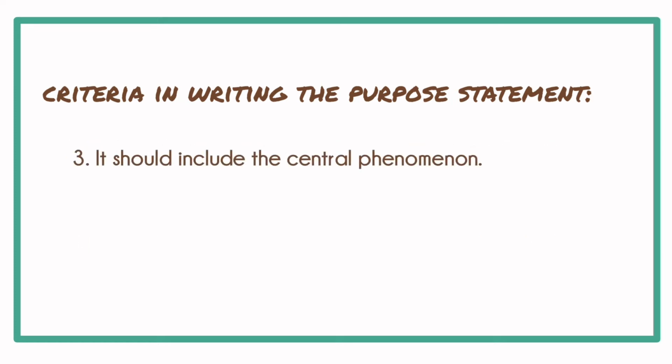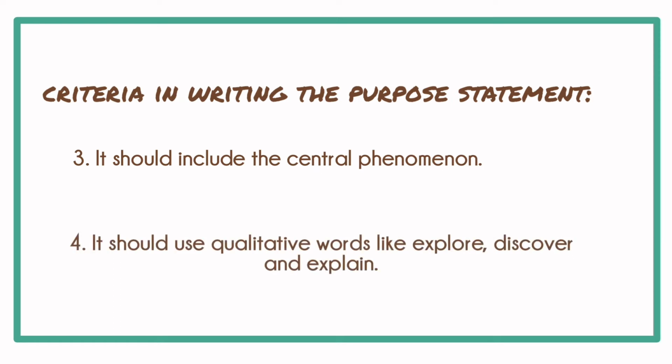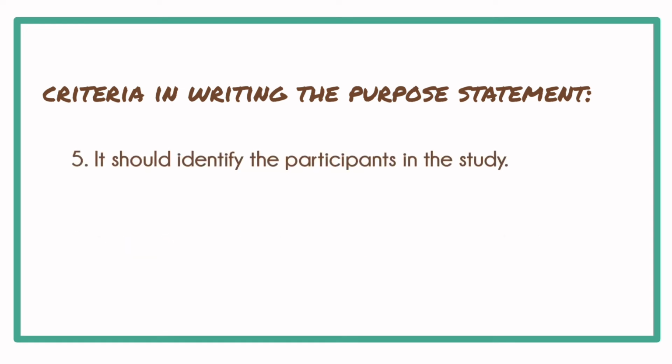Third, it should include the central phenomenon. The main problem should be discussed and where it started. Fourth, it should use qualitative words like explore, discover, and explain. Fifth, it should identify the participants in the study. The persons involved in the problem should be identified to know who will benefit and who are affected. Sixth, it should state the research site. This helps the readers to know the location of the problem.